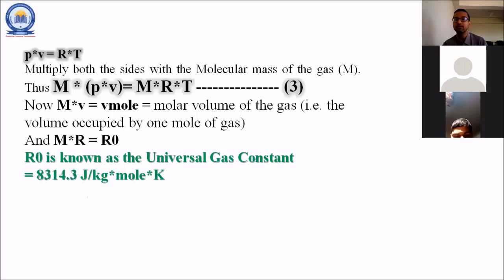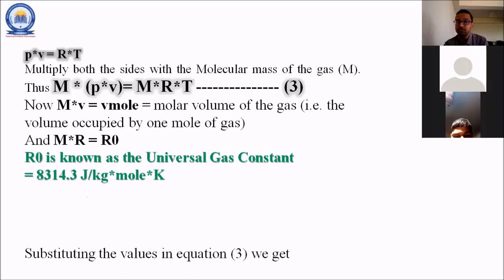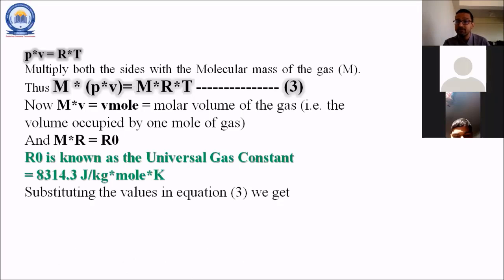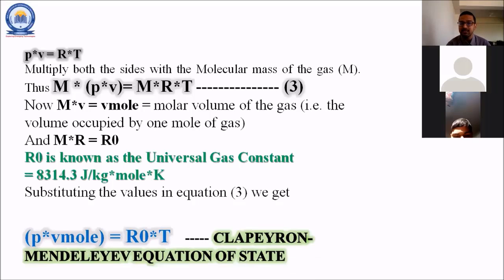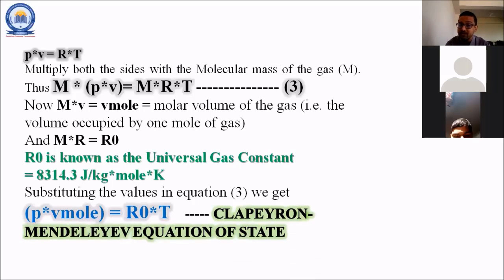So I hope you have understood this point up till now. Substituting all these values which we have derived in equation number 3, we now get the answer, that is P into V mole is equal to R0 into T, and this new equation is known as the Clapeyron-Mendeleev equation. So this is the final equation which you need to remember in the derivation of the combined gas law.